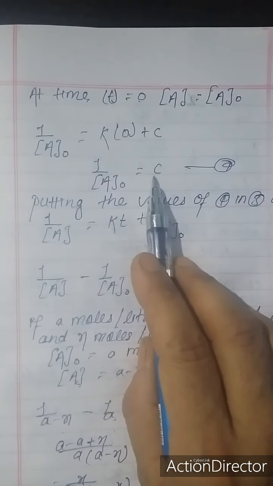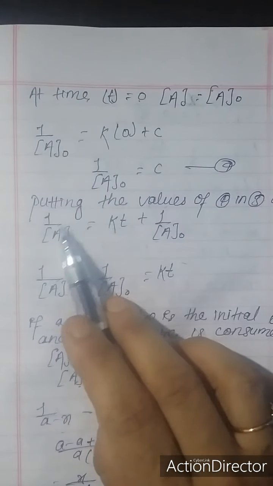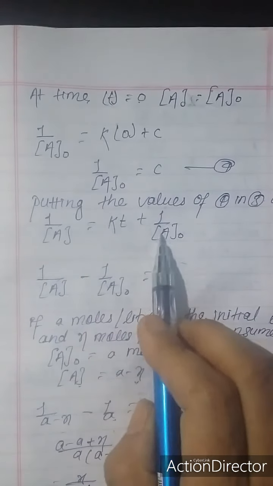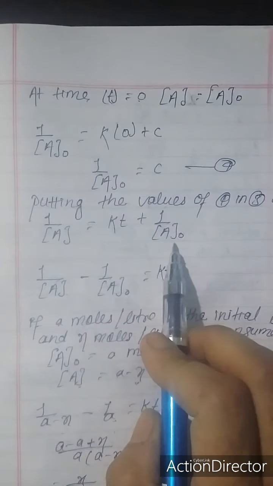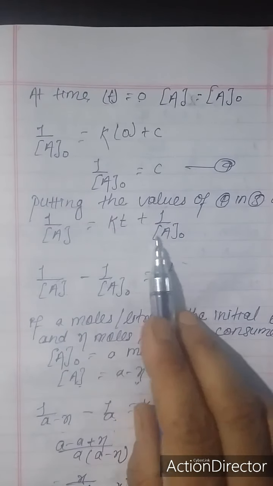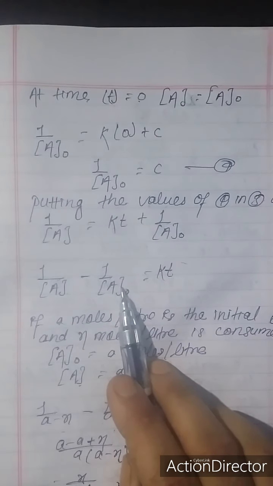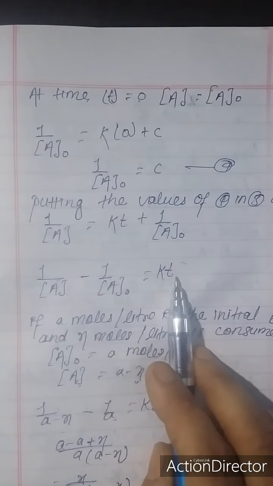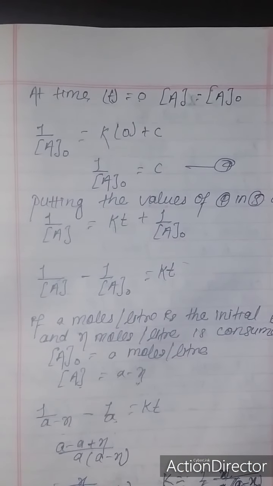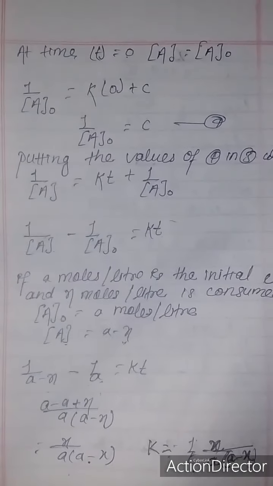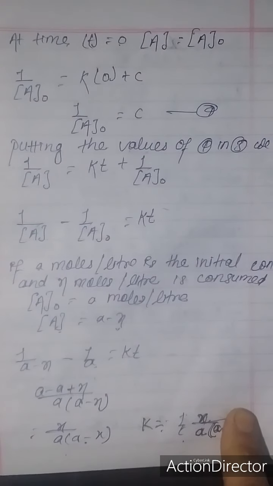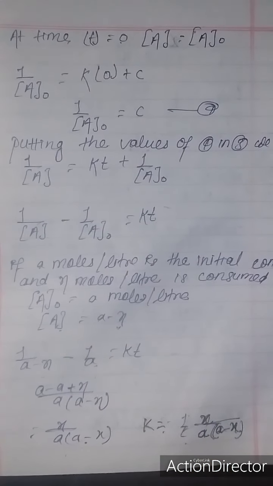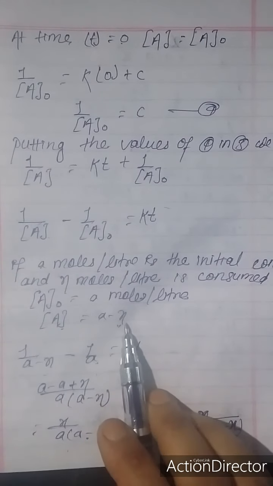Now this value you will be putting in the equation. So 1 upon A is equal to KT plus C. Now instead of C you will be writing 1 upon A naught. Now concentration terms, again you will be taking one side, that is 1 upon A minus 1 upon A naught is equal to KT. Now we will consider it in terms of moles per liter. If A moles per liter is the initial concentration and X moles per liter are consumed, then the final concentration will be A minus X.